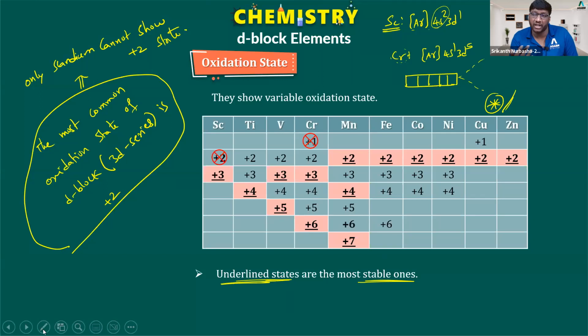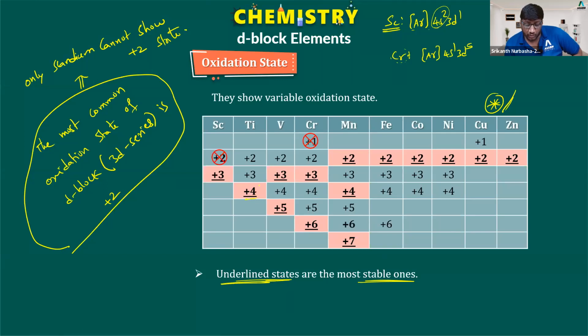So how will the splitting of d orbitals occur? That is a question. It depends upon the type of complex, whether you have an octahedral, tetrahedral or square planar complex. Based on that we will have different splittings. We will discuss that whenever the time comes, in complex compounds. But chromium also does not show plus 1 state.